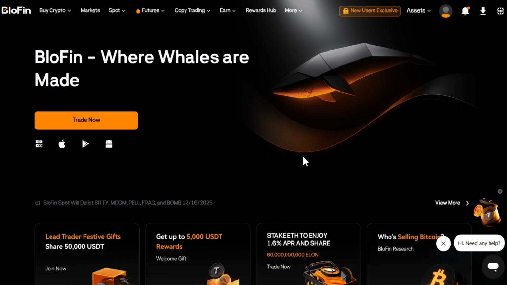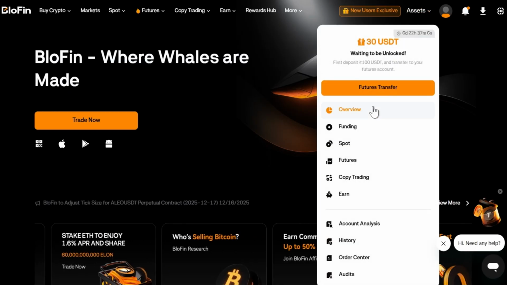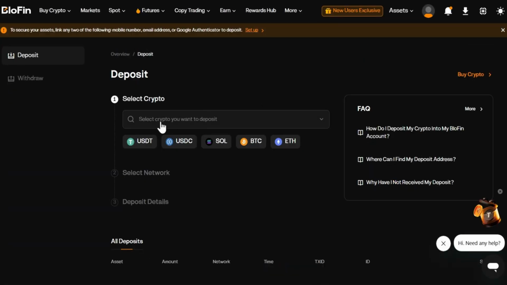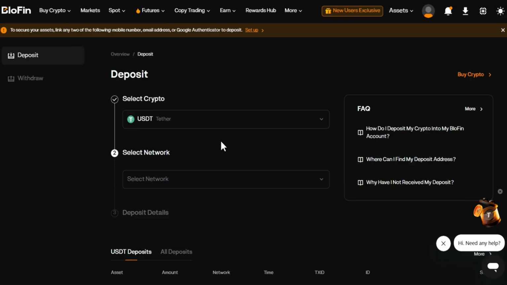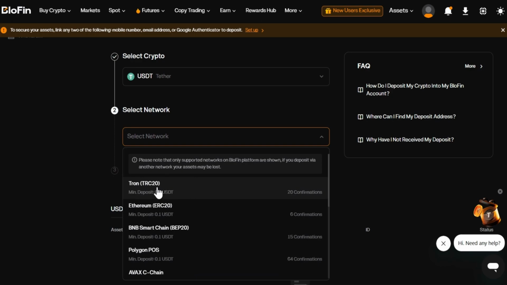Step number 2 is depositing funds. Let me show you how to do this quickly before we jump into the strategy. Once you're logged into your platform, click Assets at the top right, then choose Overview. Once you're on the Overview page, click on Deposit. Choose the coin you want to deposit. I recommend USDT and select the correct blockchain network. Make sure you choose the right network to avoid losing your funds.